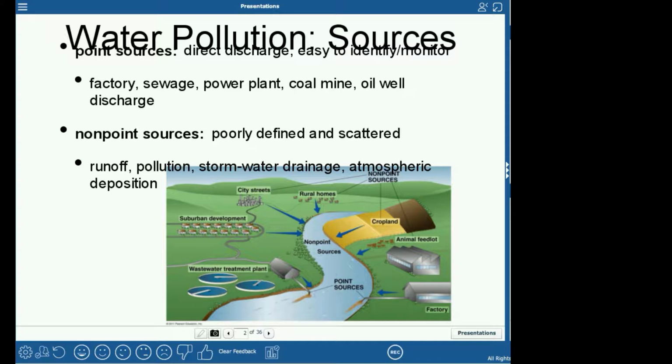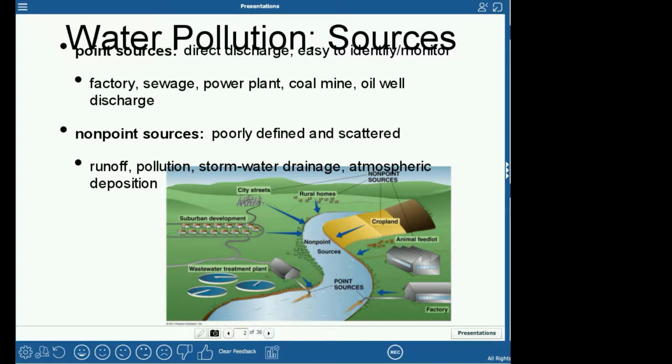A non-point source is something that you cannot point to and know where it's coming from. So it's poorly defined, it's scattered, it may be from lots of things combined together. For example, runoff, right? Runoff can come from lots of places. It's not like we can say, oh, it's definitely from that house. So runoff is a non-point source, as are stormwater drainage and stuff that comes from the atmosphere, because the atmosphere is everywhere.